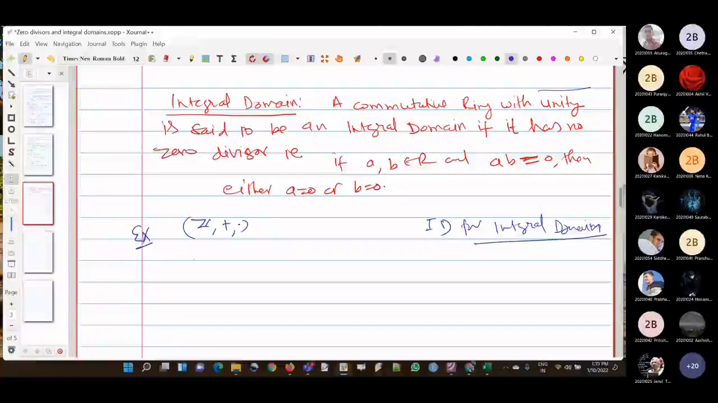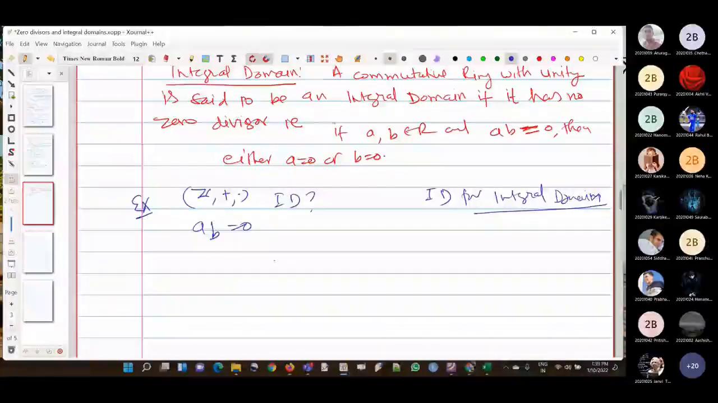Is it an integral domain or what? You take any two integers with a b equals 0. Is there any situation when none of them is 0 and their product becomes 0? Or I can ask, is there any zero divisor in Z? No, there is no zero divisor, because if a and b are two integers, then this would imply that either a is 0 or b is 0. So this is an integral domain. Next example.